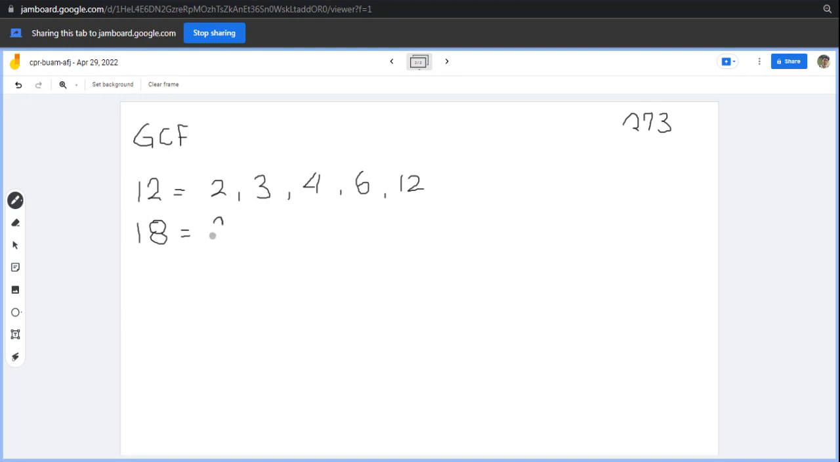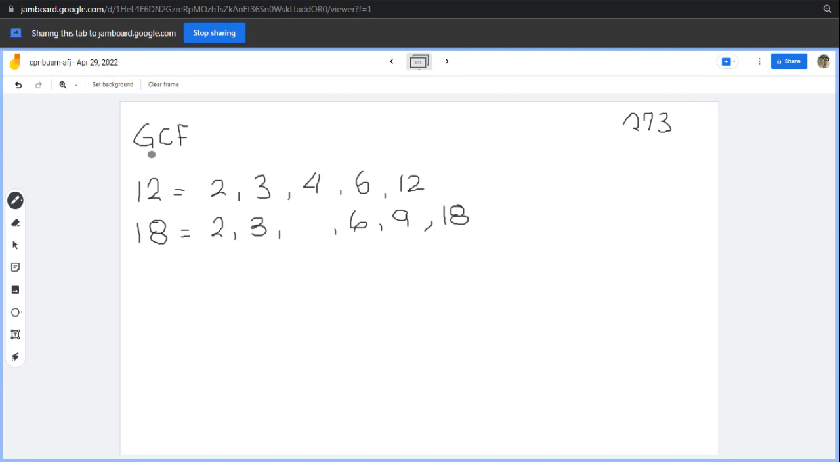Siyempre, this is divisible by 2. 2, 3, 6, 9, and then 18. Kasama ba si 4? No, hindi kasama si 4. Then also, 18. The number itself. Wow, ha?